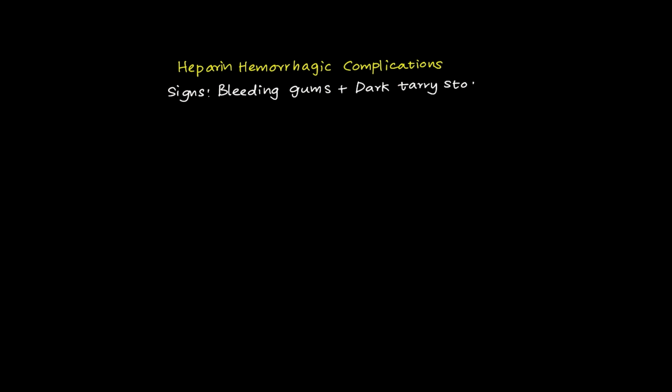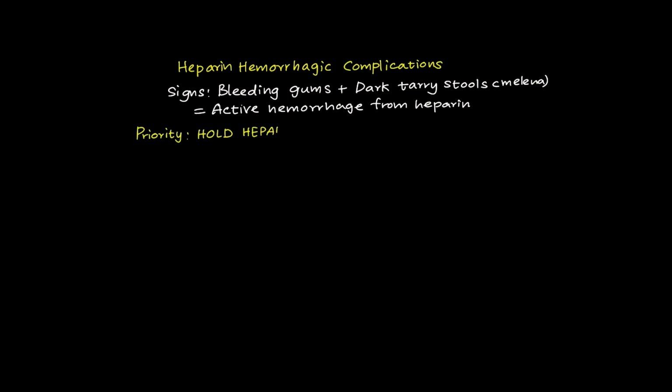A client on heparin for 3 days now has bleeding gums and dark tarry stools. Tarry stools, that's melena, and it means blood is being digested in the GI tract. Combined with gum bleeding, this client is showing clear signs of hemorrhagic complications from heparin. The priority? Hold the heparin and notify the provider. You stop the drug that's causing the problem first.